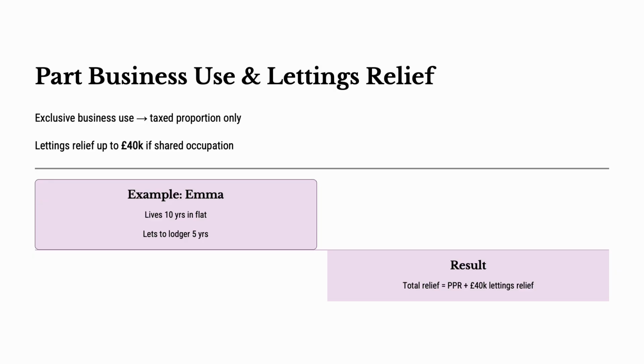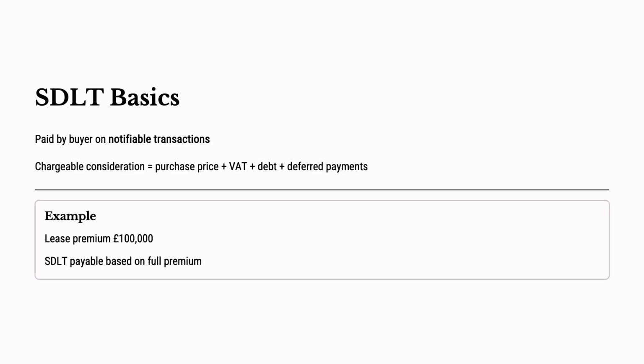So letting relief is complex and has been significantly restricted in recent years, but it's still available when there is shared occupation. So just remember, if you let the whole property out while not living there at all, letting relief does not apply. So the next thing is SDLT that we need to understand.